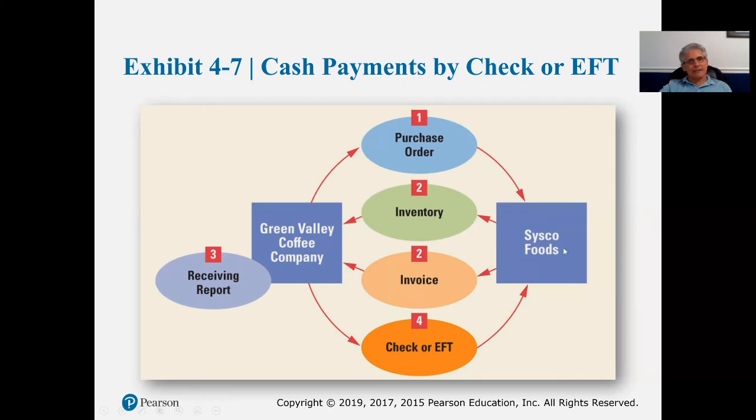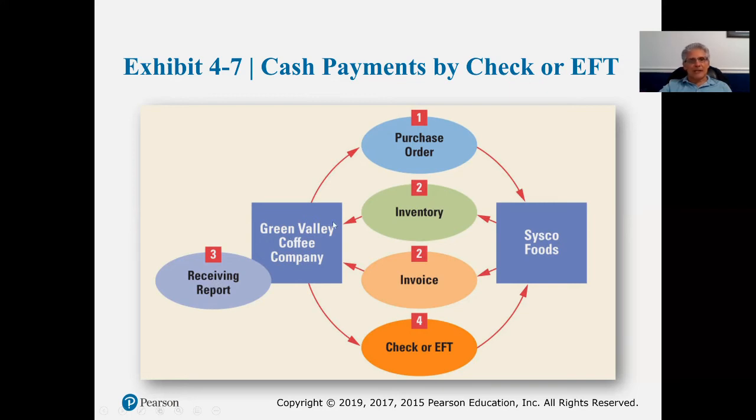Simultaneously and independently, Cisco Foods sends an invoice to Green Valley Coffee Company. And so now Green Valley Company receives the goods, you have a record of the receipt, and then they receive an invoice. Now, the record of receipt is going to come through what's referred to as a receiving report.